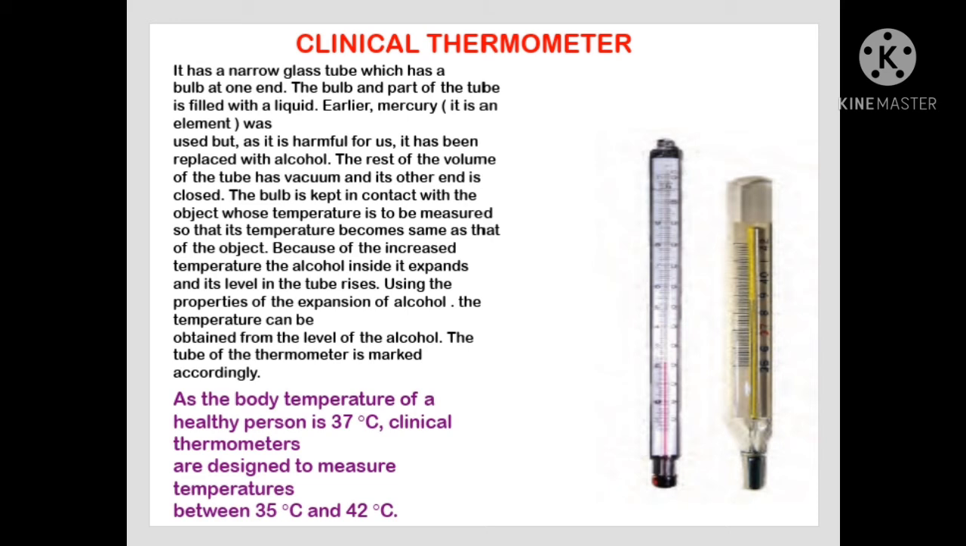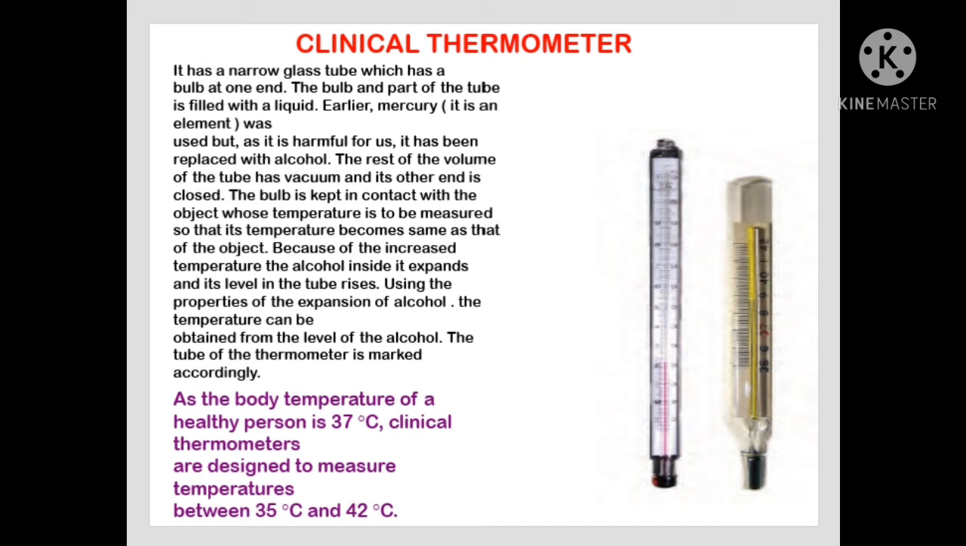Now students, let's learn about its structure. It has a narrow glass tube and at one end it has a bulb. The bulb is filled with the liquid known as mercury. Mercury is an element, students. But students, mercury was used initially in past times. Now in advanced thermometers, in place of mercury, alcohol is used. Now how does the thermometer work?